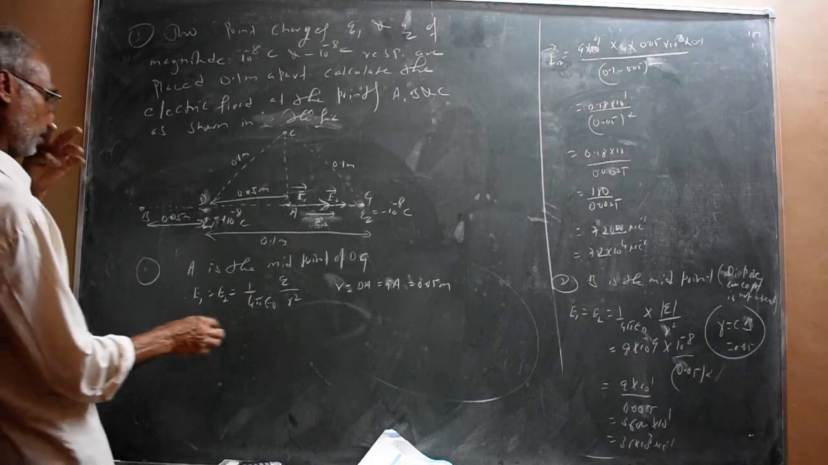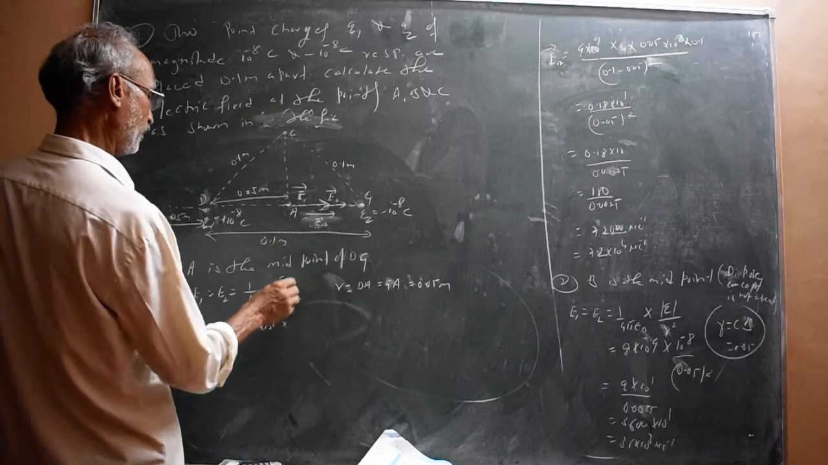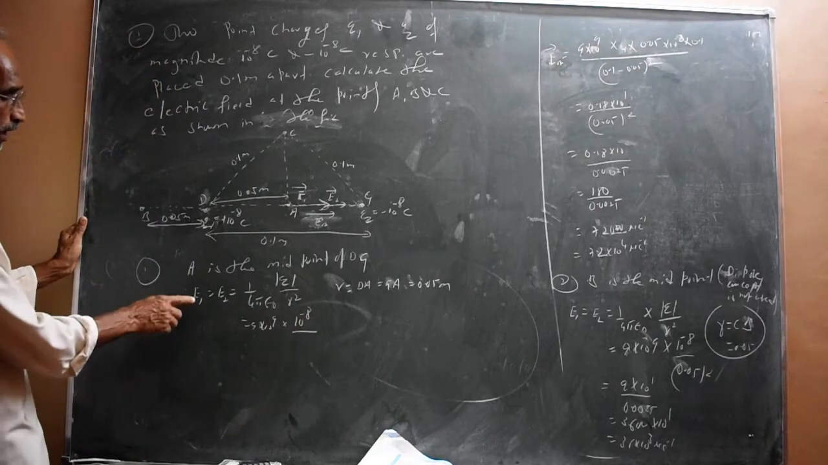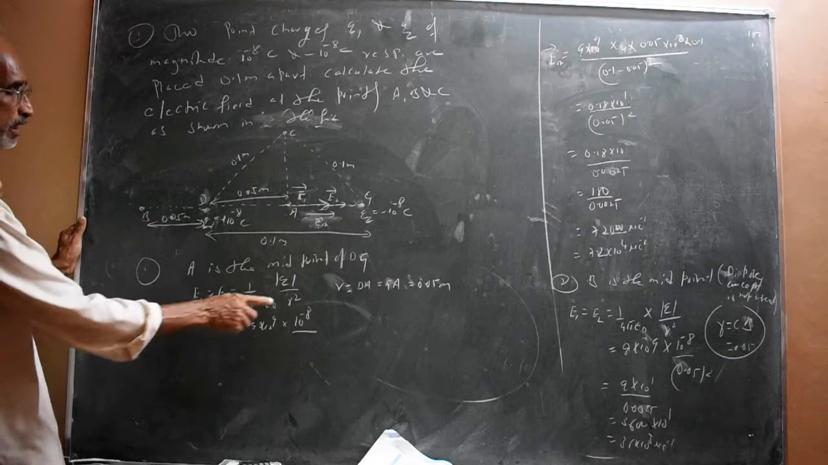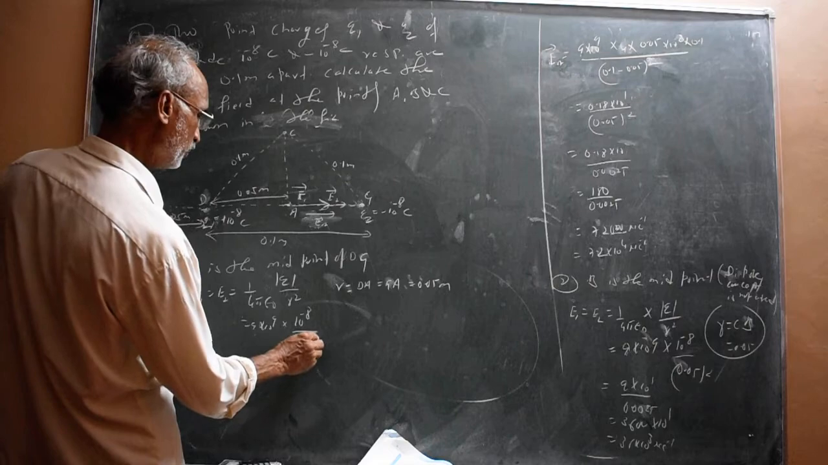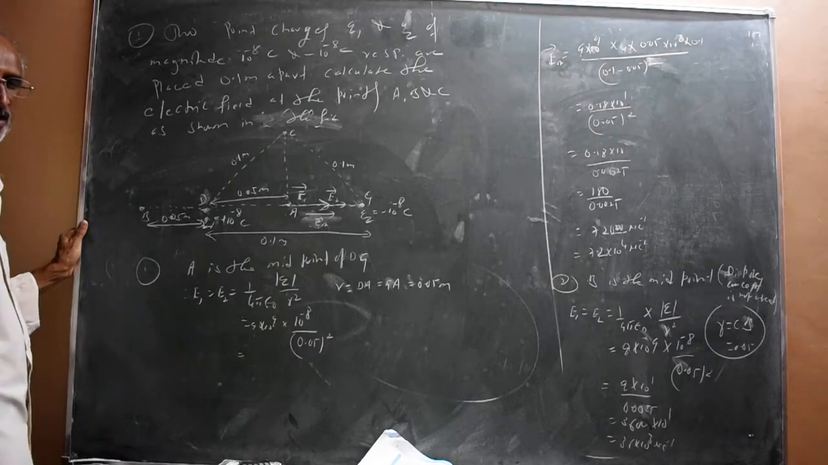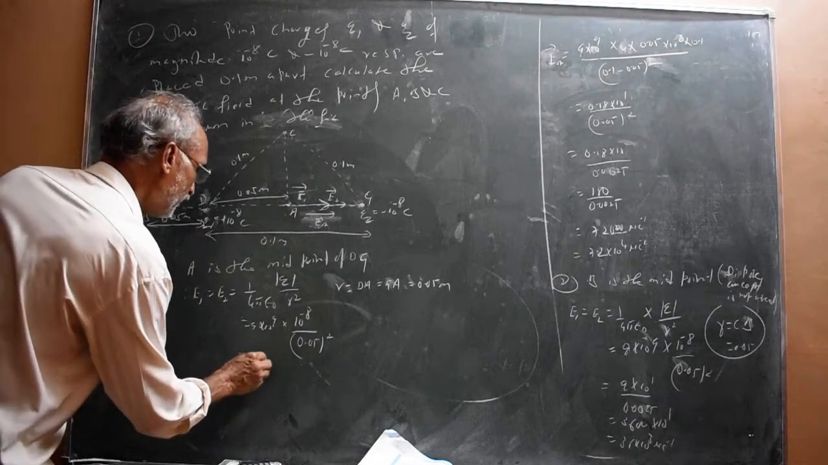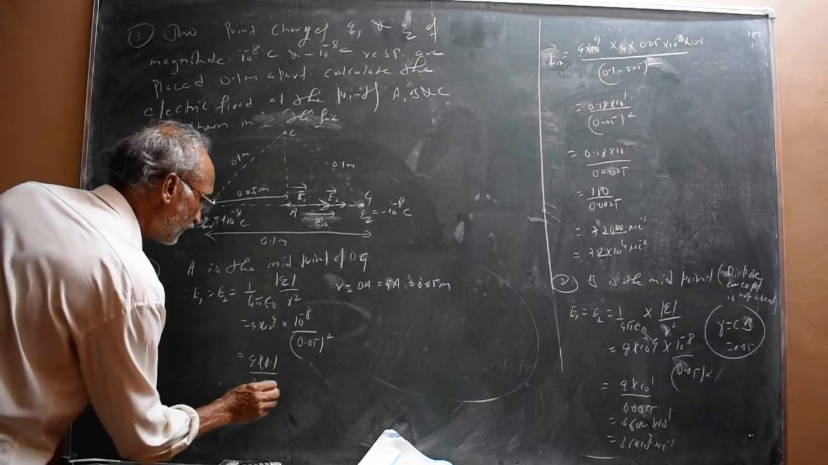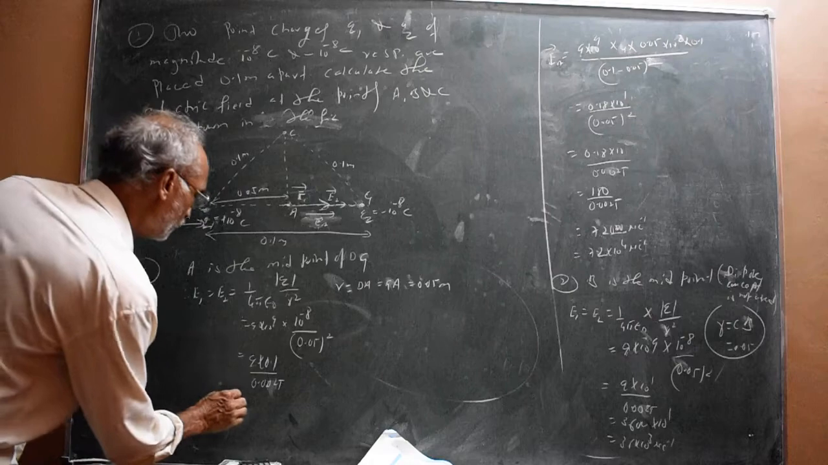Given, that is equal to 9 into 10 to the power of 9. Q is 10 to the power of minus 8. The magnitude of Q is to be taken; when you are calculating the magnitude of the field, the modulus of charge should be taken. R square, R is 0.05, the whole square. That is 10 to the power of 9 into 10 to the power of minus 8, which is 9 minus 8 plus 1, so 9 into 10 upon 0.05 the whole square, which is 0.0025. That is equal to 90 upon 0.0025.